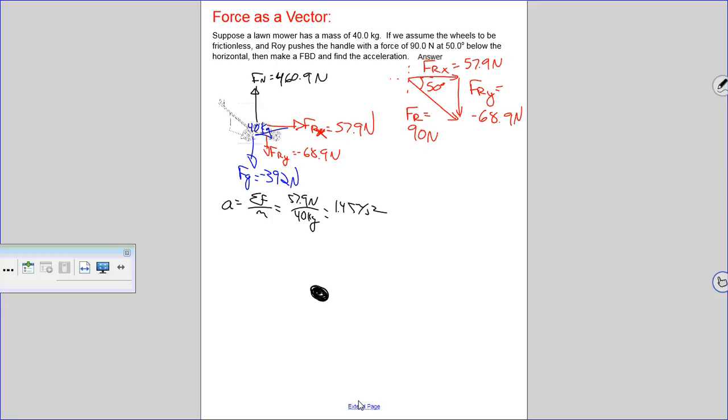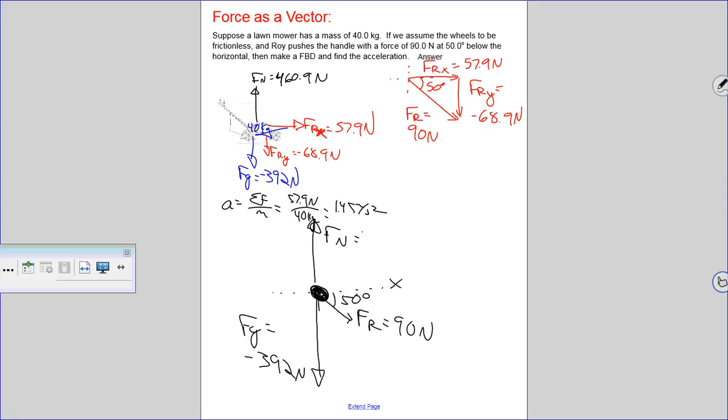All right. There's going to be gravity pulling it down. What is it? 392. There's going to be a force of Roy. So draw on your x-axis. Draw on your force of Roy. Label your angle. And then draw on your normal force. I guess I should have made this force longer, huh? And then the normal force, I'm not going to quite have room for, but normal force is, what do we get? 460.9?